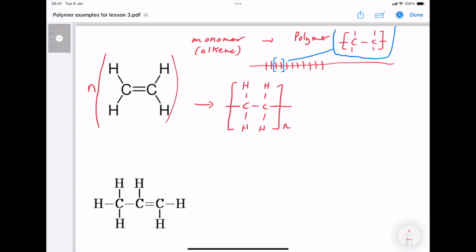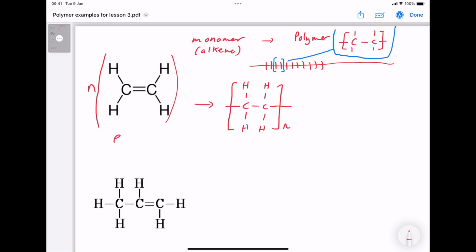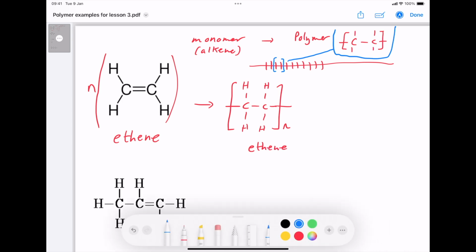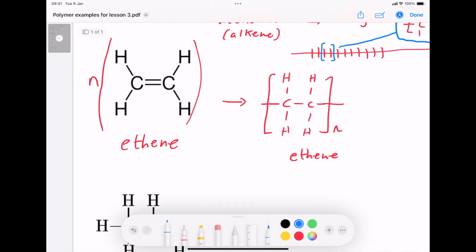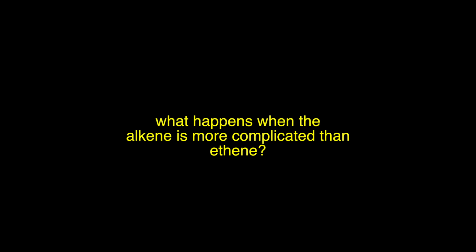And then finally, just a quick run through of how to name them. So it's really, really simple. If you know the name of the monomer, which is in this case ethene, to work out the name of the polymer, it's just the name of the monomer again, and all you do is put the word poly before it. So the name of this polymer is polyethylene. It's as simple as that.